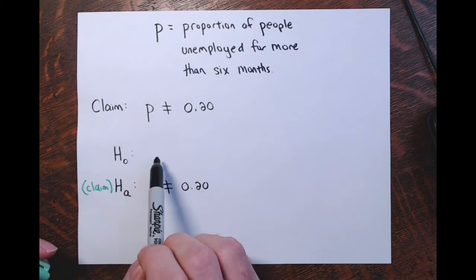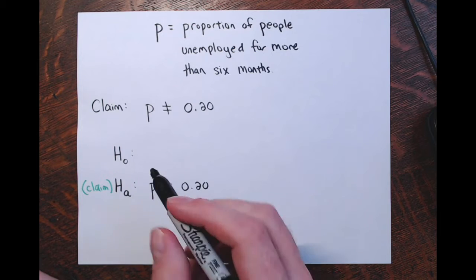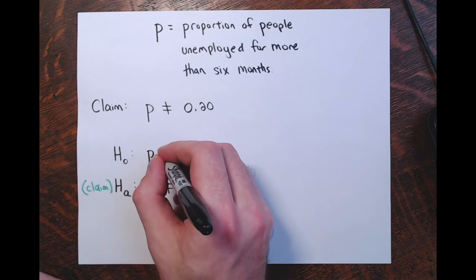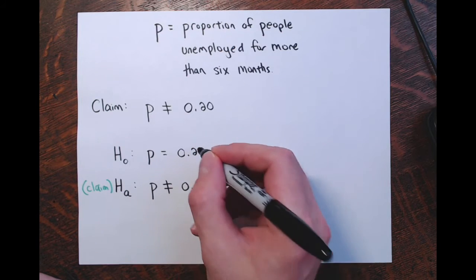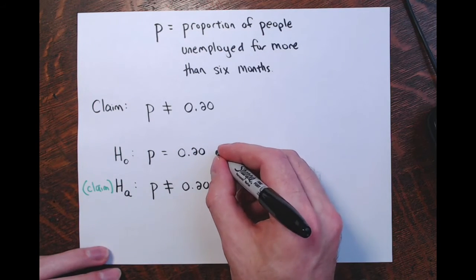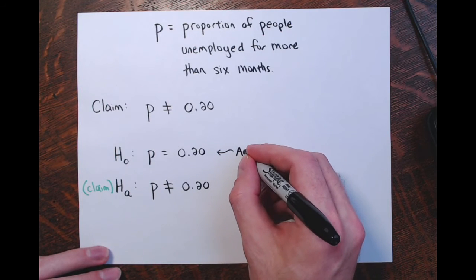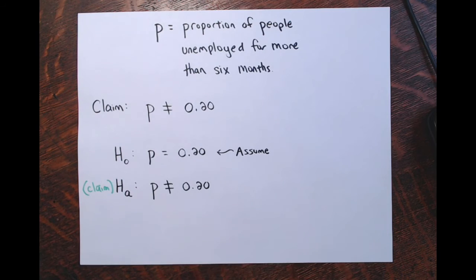The null hypothesis and alternative hypothesis should be opposing statements. So what's the opposite of is not equal to? It's is equal to. P equals 0.20. And this is what's going to be assumed. You are going to assume the null hypothesis: assume that the proportion of people unemployed for more than 6 months is 20%.